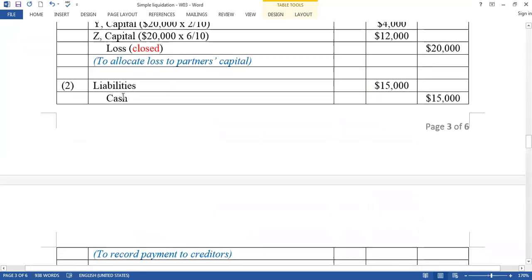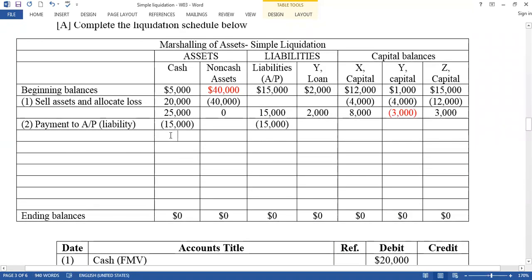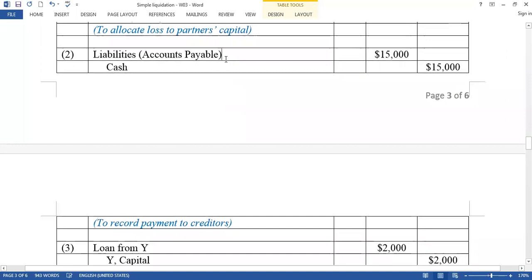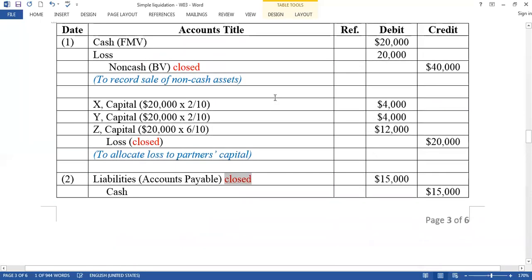Look at the journal entry here. Liabilities debit, or that means accounts payable debit, and we pay cash $15,000, right? After that, what is the new balance? Now we have only $10,000 cash. Non-cash asset already closed. Liability is already closed. So we record liabilities debit means liability closed. So 2 accounts already closed.